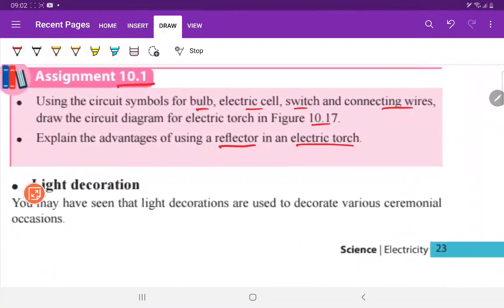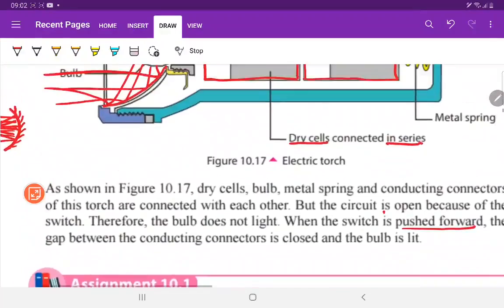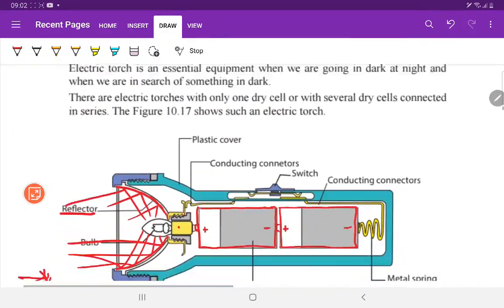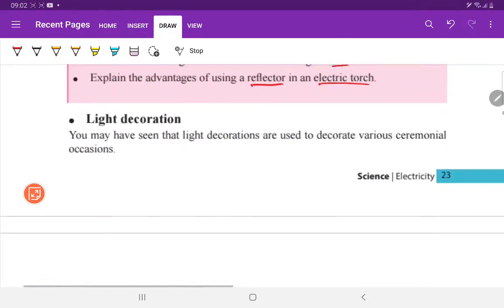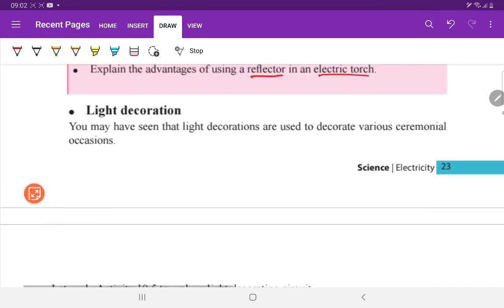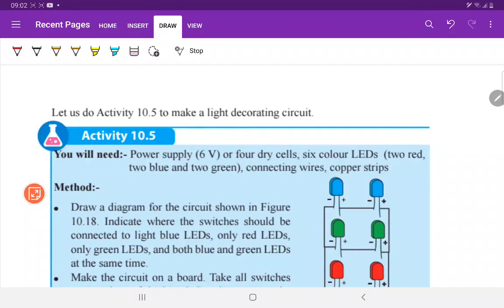And here see light decoration. This is the second instance where we are using simple electric circuits. The simple electric circuit we use in the electric torch, first one, and light decorations. You may have seen that light decorations are used to decorate various ceremonial occasions, in a wedding, or a Christmas tree, or in some Christmas parties, and some other occasions also we are using the light decorations.